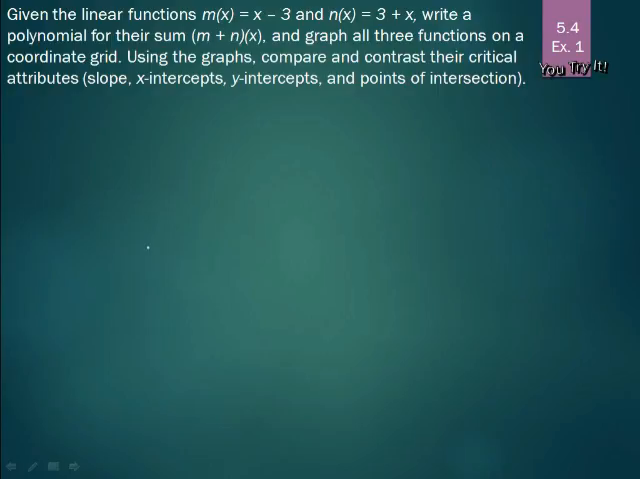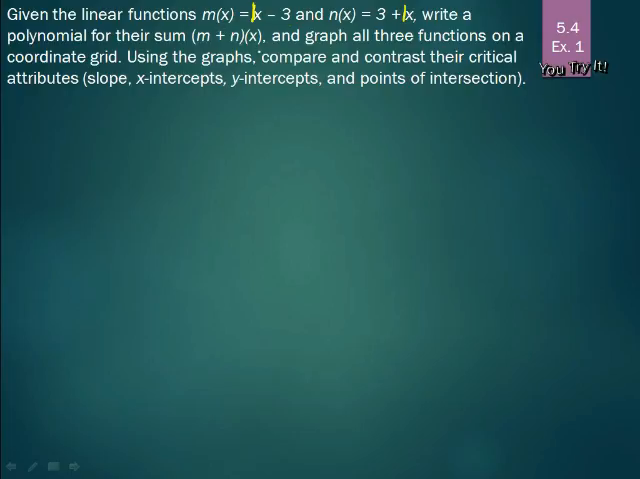Okay, so looking at these three linear functions, we see that m of x has a slope of 1, and n of x has a slope of 1 as well, the number in front of x. Then we see the y-intercepts of 0, 3 and 0, negative 3, and then we'll add those together as well.